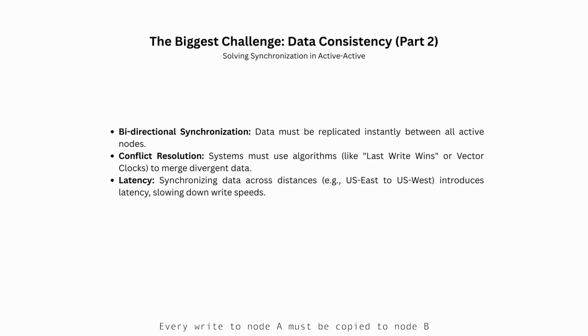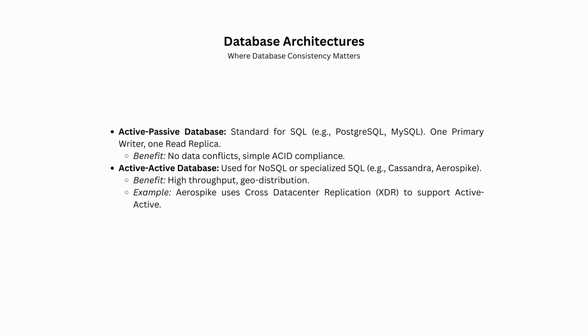Every write to node A must be copied to node B and vice versa. This requires sophisticated coordination, sometimes involving distributed consensus algorithms. If you don't handle this right, you get data corruption. This is why many people stick to active-passive for databases. It guarantees strong consistency.